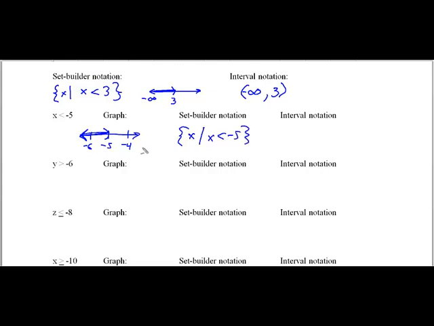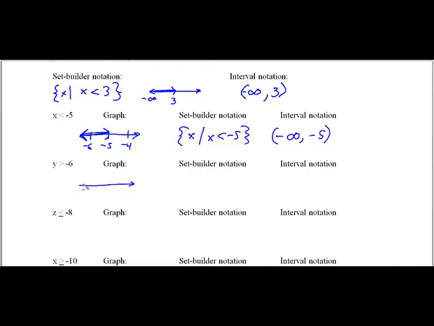And my interval notation, since this is going to negative infinity, I'm going to have negative infinity all the way to negative 5, and these are going to be soft parentheses. And the reason why this is a soft parenthesis, we never get to negative infinity or positive infinity, and this is soft because we never ever get to the negative 5. Now let's go in the other direction.